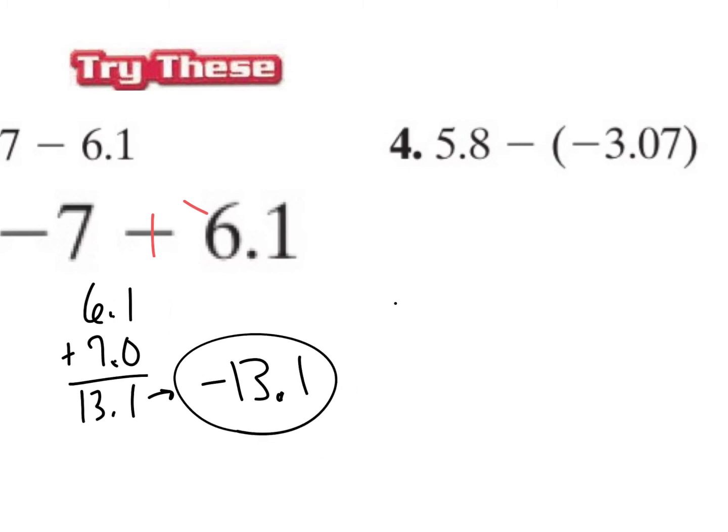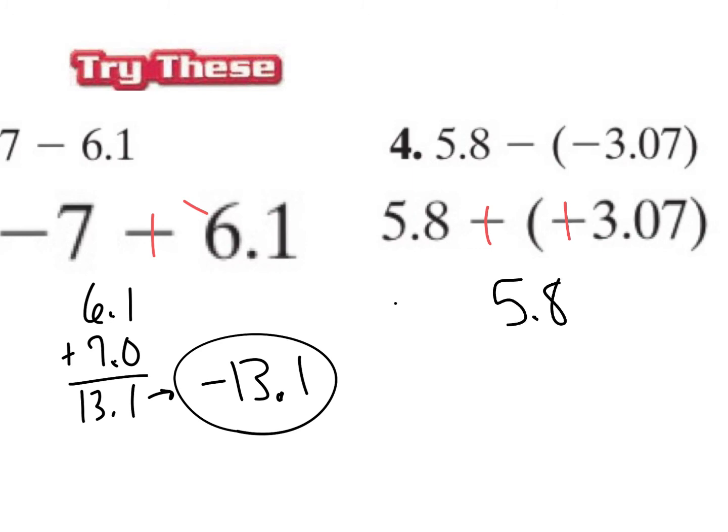Moving on to number 4. Starting out again, we want to make our 2 sign changes here, add the opposite. And really at that point, everything is positive, so it's mainly just lining up your decimal points and adding the numbers.